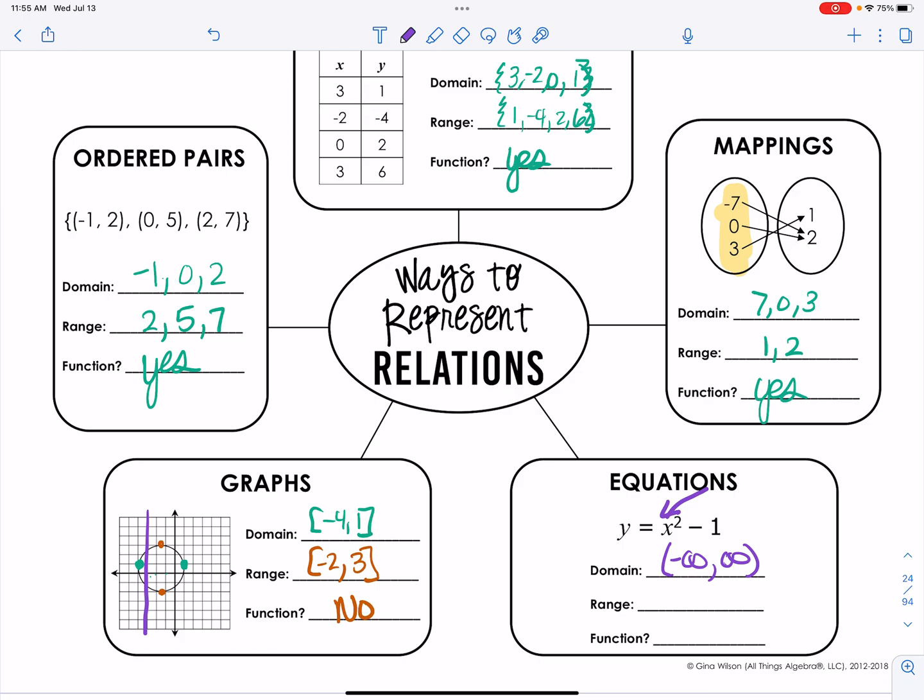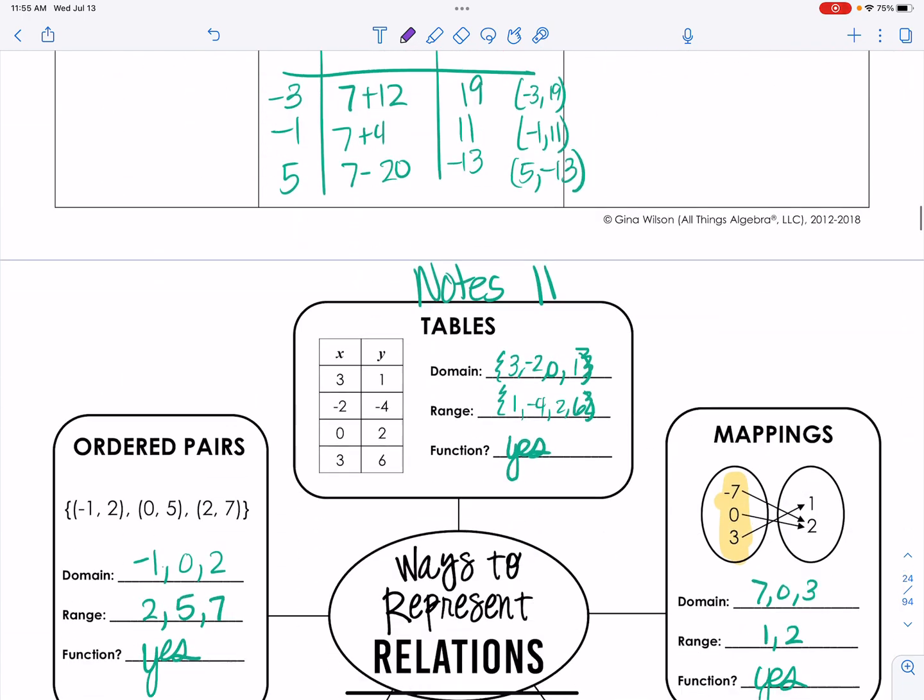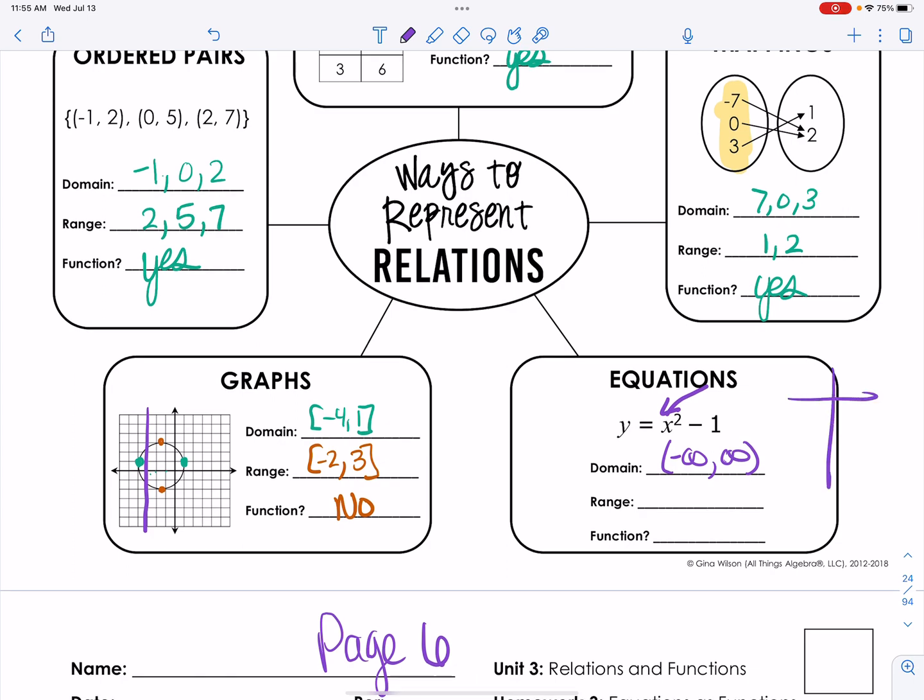Now here is where the range comes into play. If I put in 0, wouldn't that be 0 minus 1, which is a negative 1? If I put in 1, aren't I going up to 0? But if I put in a negative 1, negative 1 squared is 1, 1 minus 1 is 0. So to me, it looks like it's going up from a negative 1. We haven't really gotten into this yet, so this is kind of a tough one, but it ranges actually a negative 1 to infinity because you're subtracting 1 from it. Is it a function? Yes.